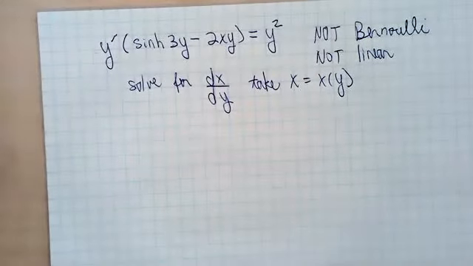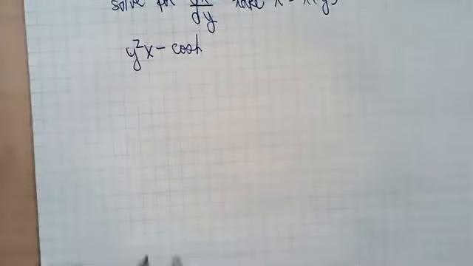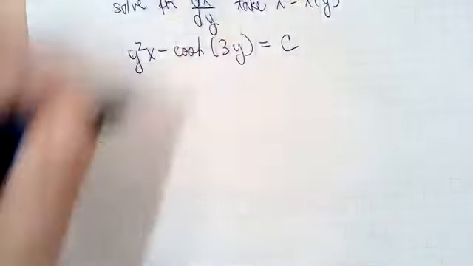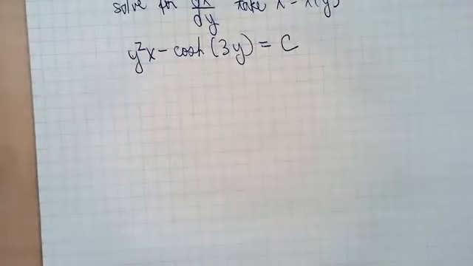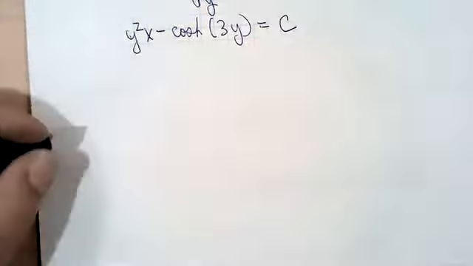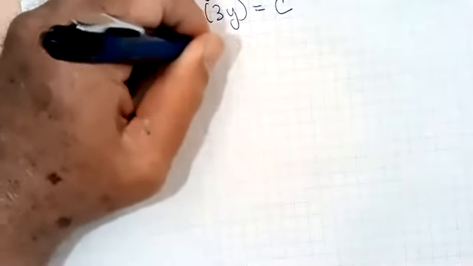And take x to be a function of y rather than the other way around. And it will work. What you'll end up with in the end is this, y squared x minus hyperbolic cosine of 3y equals a constant. And my notes say, if it helps emotionally, it doesn't help mathematically.